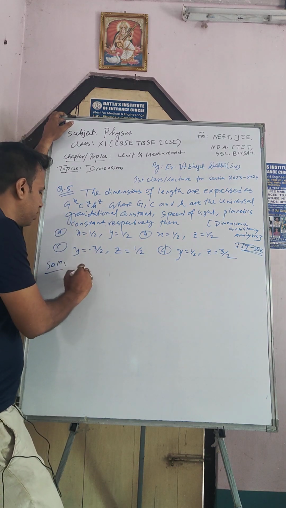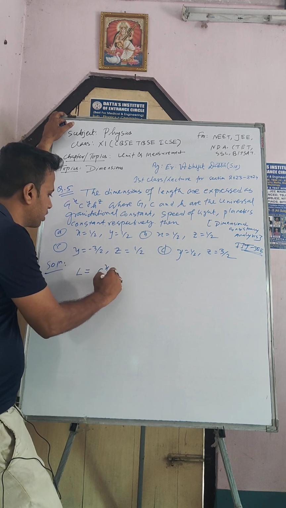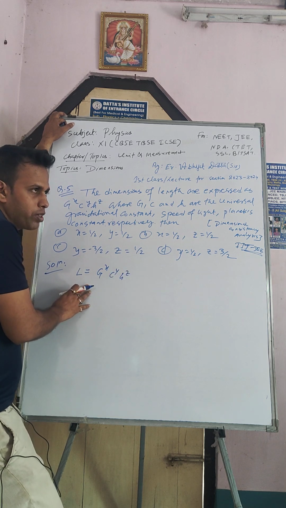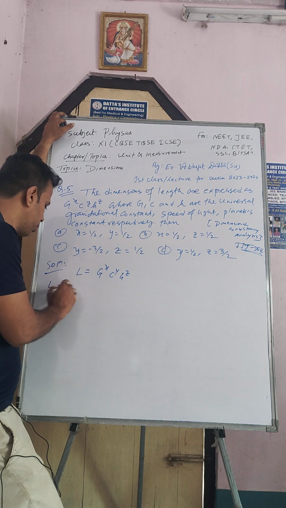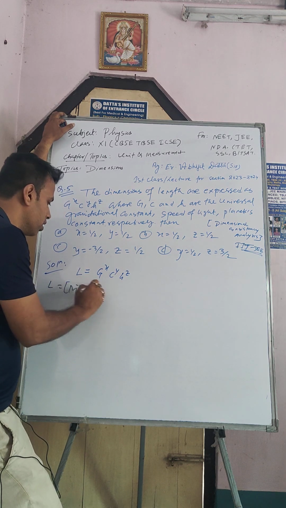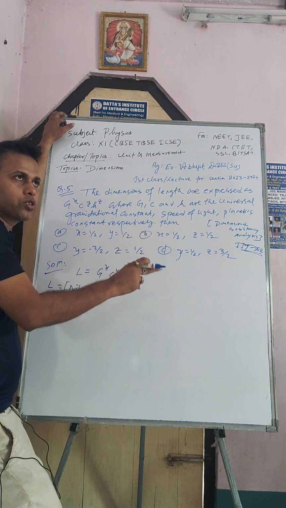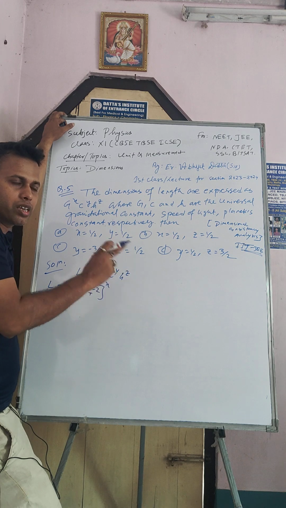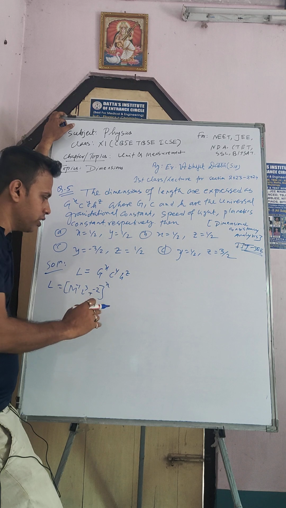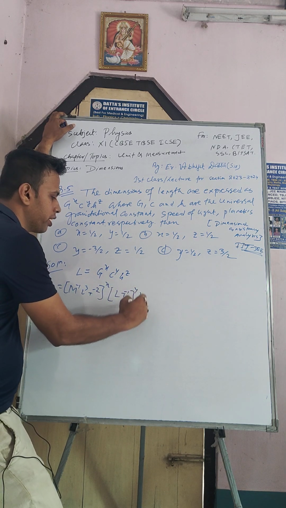So length is G to the power x, c to the power y, and h to the power z. Now here you have to put the dimensions. The dimension of gravitational constant is M minus 1 L cube T minus 2. If you forget it, you can find the dimension of gravitational constant from G equal to F into r square by m1 into m2. Then c is the speed of light, that is velocity of light, to the power y, and h is Planck's constant.